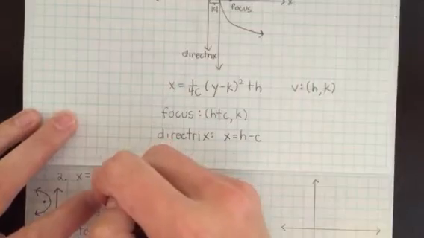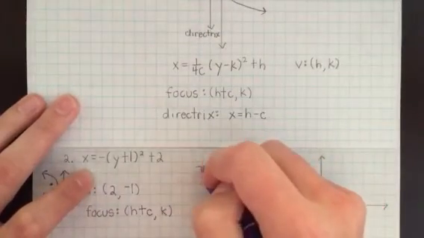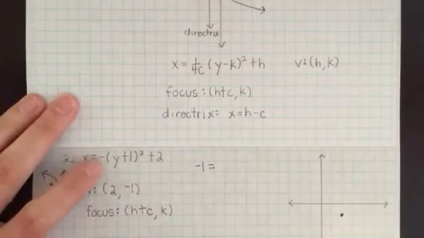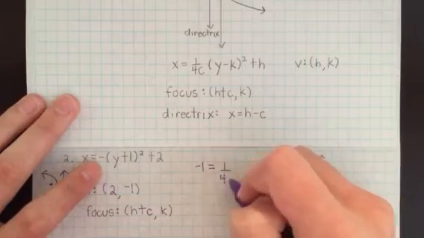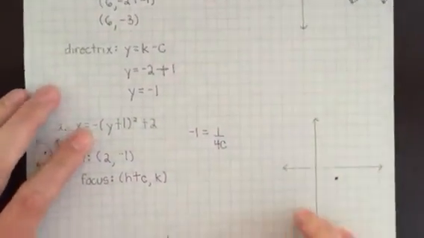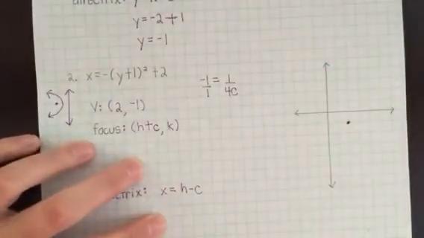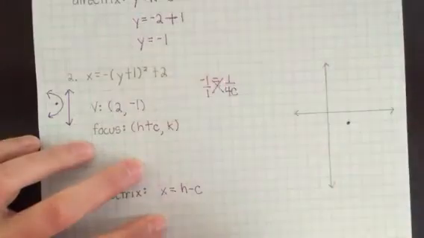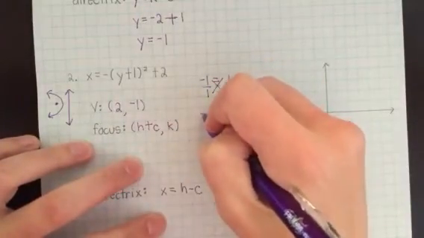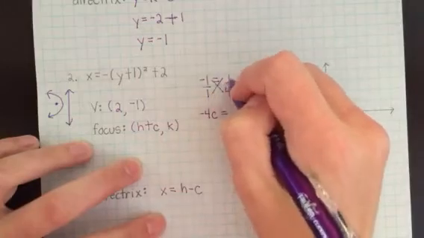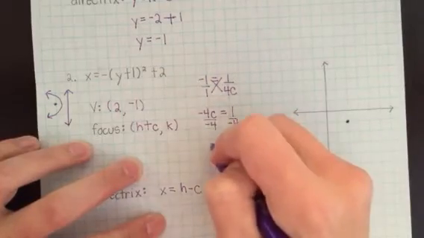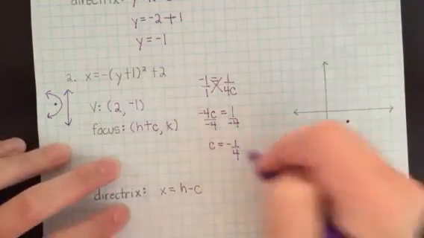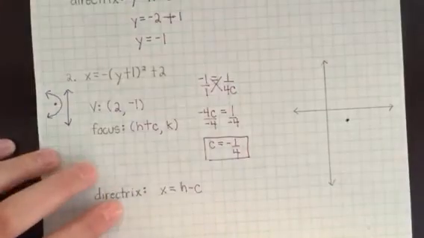In this case, what I have out in front is just a plain old negative 1, right? If nothing's written, a 1 is implied and it's negative. So negative 1 equals 1 over 4c. This is not in fraction form, so I need to put it over 1, and then I can easily cross multiply. Negative 1 times 4c is negative 4c, equals 1 times 1, which is 1. Then divide both sides by negative 4, and I get c equals negative 1/4. Now that I've got that, I can go ahead with this.